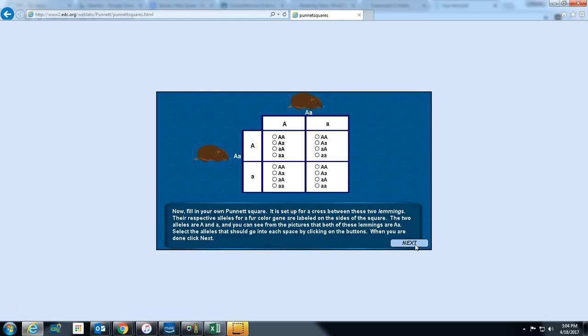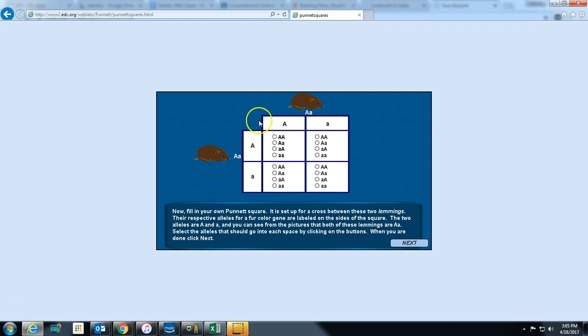Now fill in your own Punnett square. It is set up for a cross between these two lemmings. Their respective alleles for a fur color gene are labeled on the sides of the square. The 2 alleles are capital A and little a, and you can see from the pictures that both of these lemmings are capital A, little a, or heterozygous. Select the alleles that should go into each box.